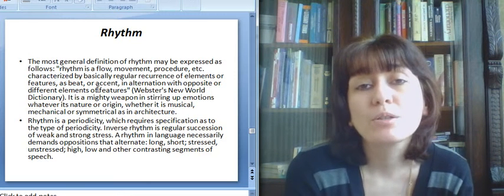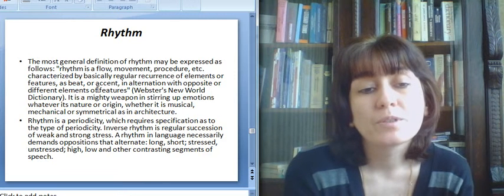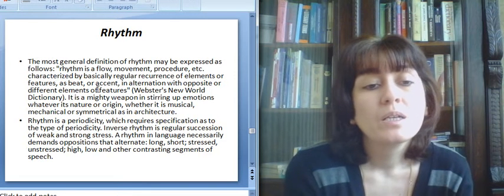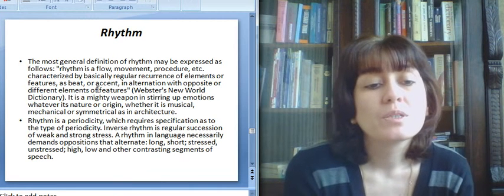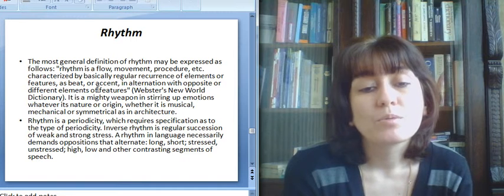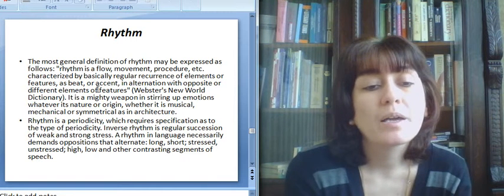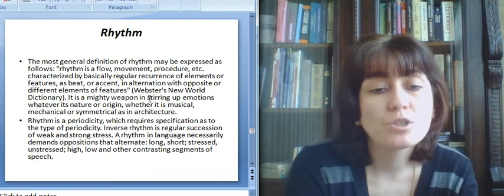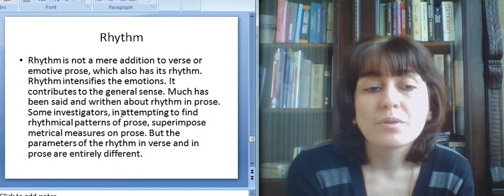The most general definition of rhythm may be expressed as follows. Rhythm is a flow, movement, procedure, etc., characterized by basically regular recurrence of elements or features as beat or accent in alternation with opposite or different elements or features, says Webster's New World Dictionary. It is a mighty weapon in stirring up emotions, whatever its nature or origin, whether it is musical, mechanical, or symmetrical as in architecture. Rhythm is a periodicity which requires specification as to the type of periodicity. In verse, rhythm is regular succession of weak and strong stress. A rhythm in language necessarily demands oppositions that alternate: long, short, stressed, unstressed, high, low, and other contrasting segments of speech.